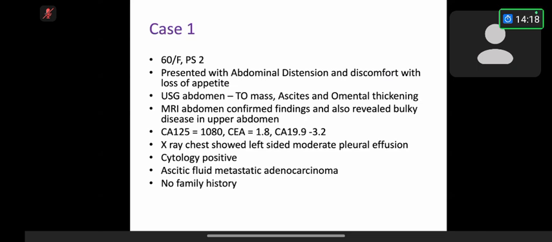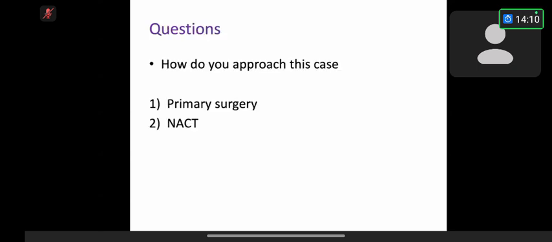So now, how do we approach such a case, where the patient has extensive disease, especially in the upper abdomen? Here comes the question of whether we should approach with primary surgery or NACT. Rama ma'am in her talk has already outlined two important trials which help us decide whether we should go for primary surgery or NACT. Actually, these were the two trials which introduced the concept of NACT.